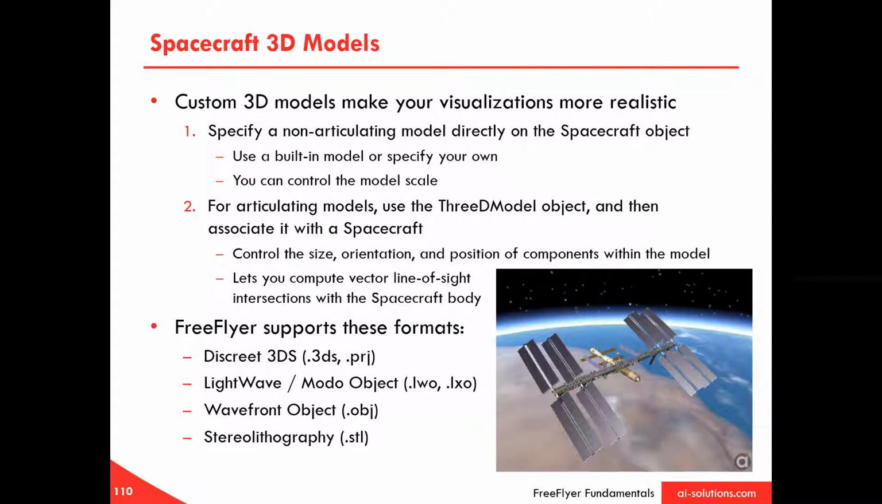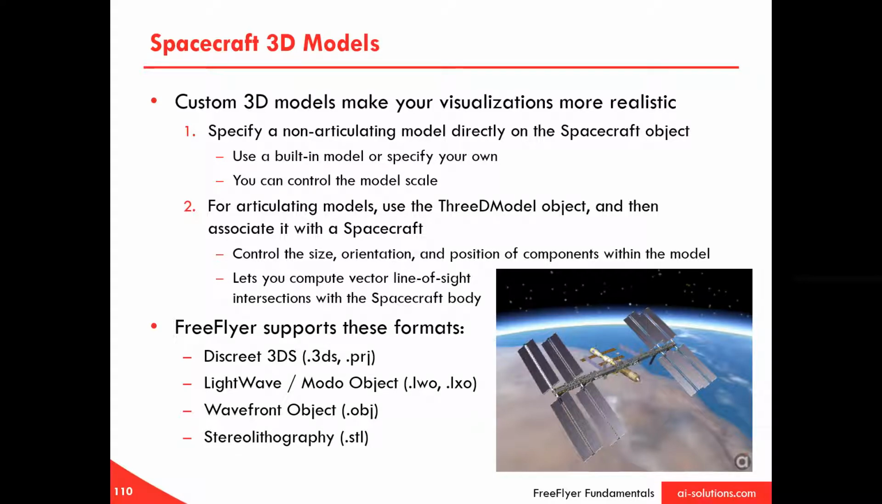If you want to model an articulating 3D model, you can also use a more sophisticated option, which is to use a 3D model object in FreeFlyer and then associate that 3D model object with a spacecraft object. Using a 3D model object lets you control the size, orientation, and position of individual components within the model, and also lets you compute whether a line of sight intersects with the 3D model itself.